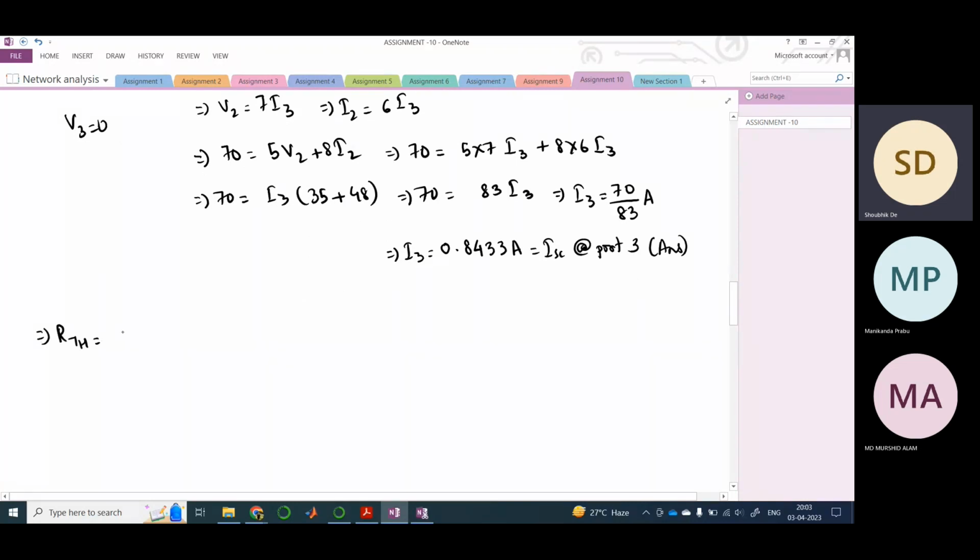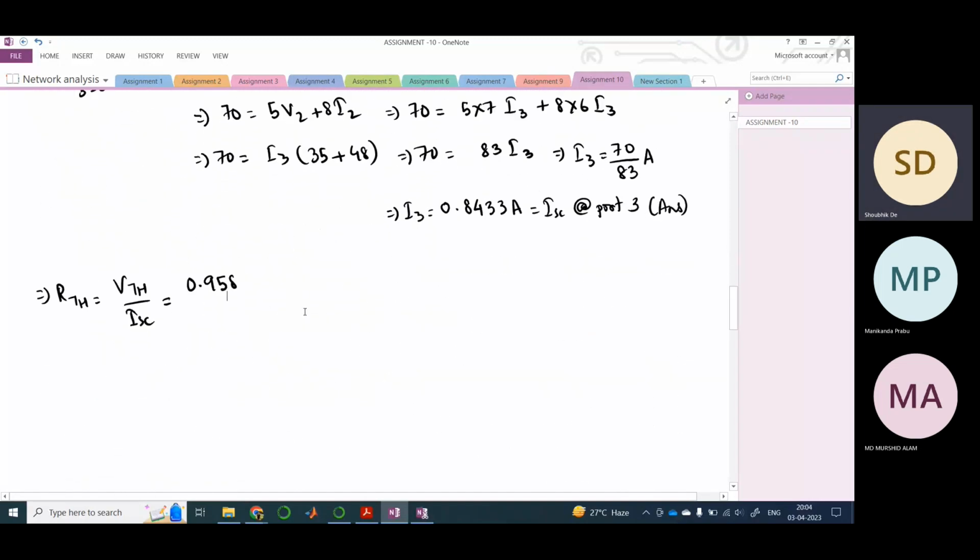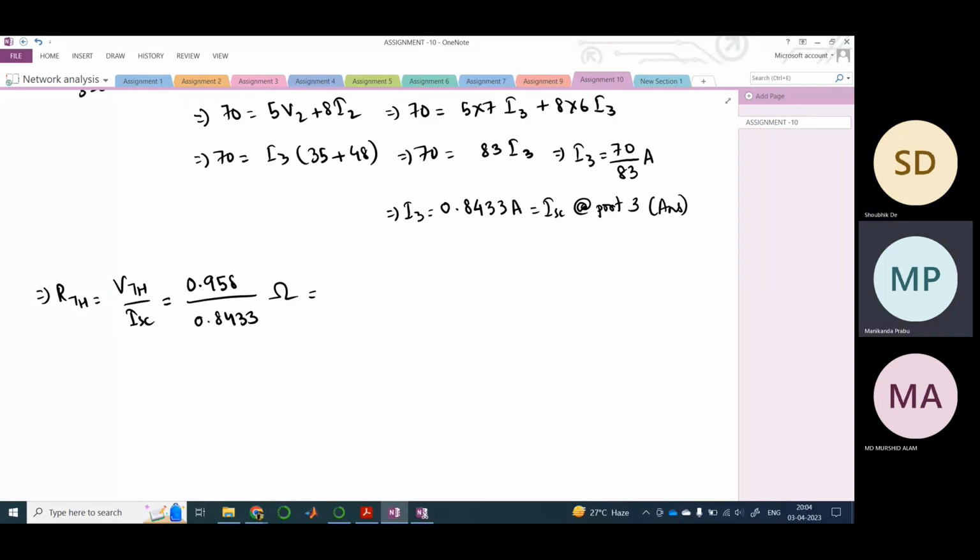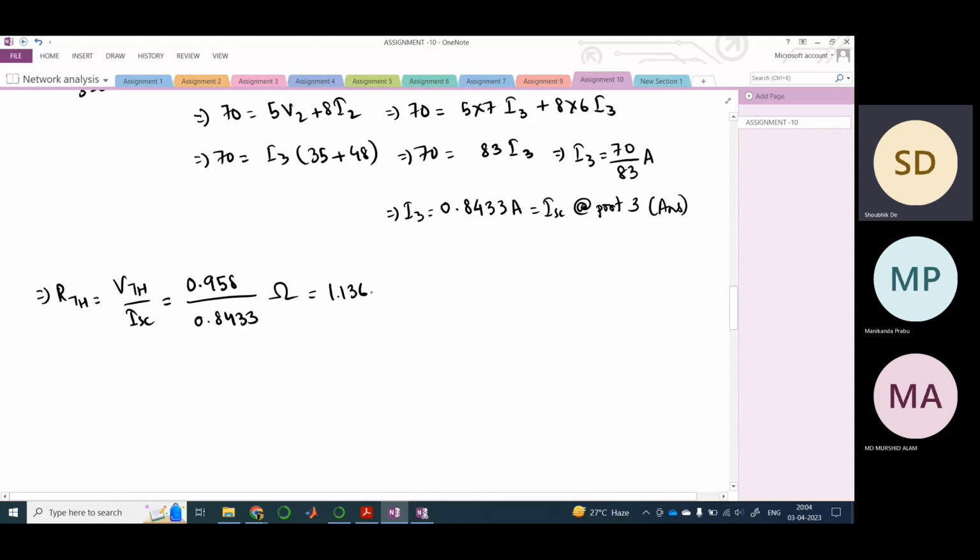What would be RTH? It is VTH by ISC. So VTH was 0.958, right? And this is 0.8433. Can you calculate this? How much is the value of RTH? 1.136. Okay. So this is the answer.